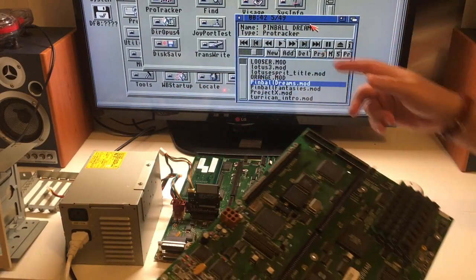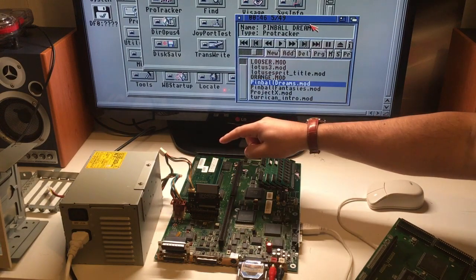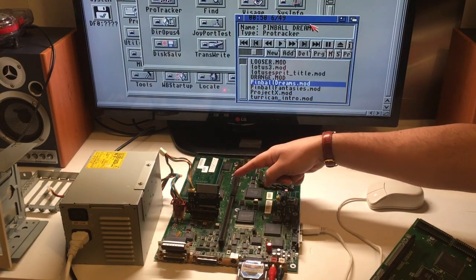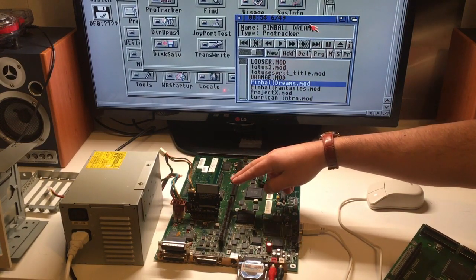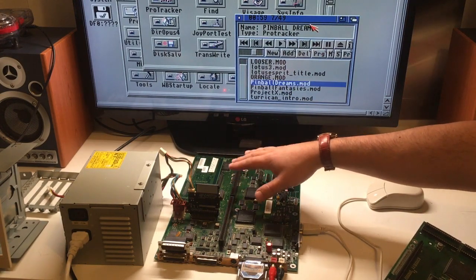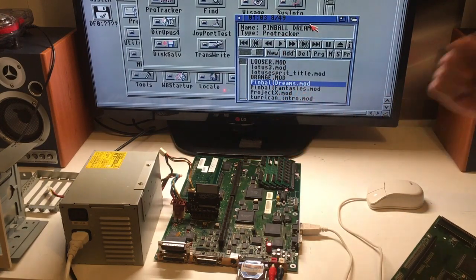Okay, next point here. As you can see, we have got a 68030 at 25 megahertz running here. And I put an FPU in it. Yes, so it has got the CPU board on this little PCB board, right?